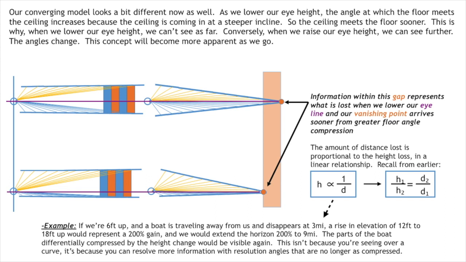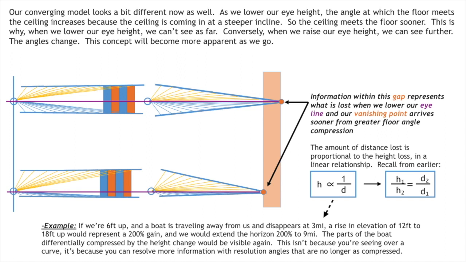So the ceiling meets the floor a little bit sooner when this happens, and this is why when we lower our eye height we can't see as far, and conversely when we raise our eye height we can see further because these angles change, and it has to do with the compression of these angles. Look at the lower left diagram there, and those blue angles, how compressed they are when we lowered our eye height. And again, you can model this for yourself with software you're choosing.